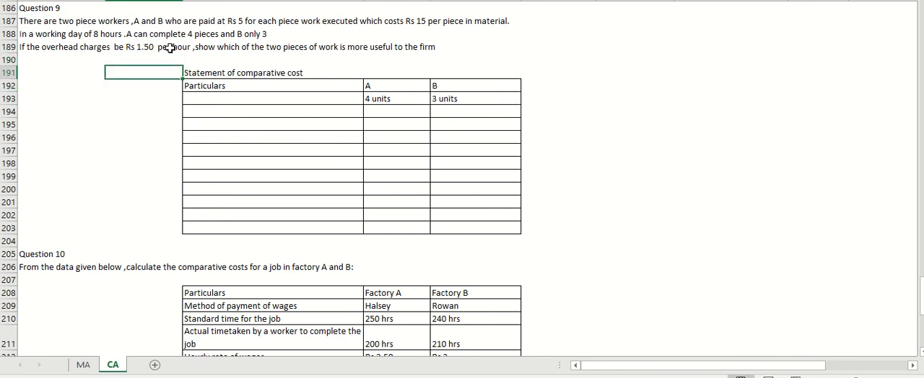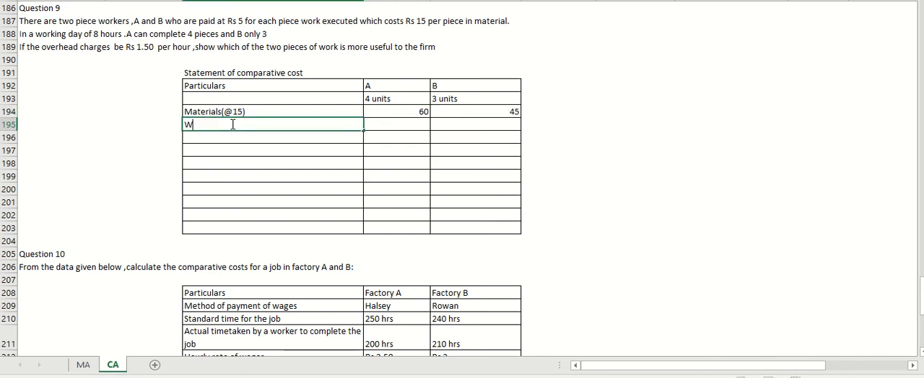If the overhead charges be ₹1.50 per hour, show which of the two pieceworkers is more useful to the firm. So we will prepare a comparative cost sheet and show who is more useful to the organization. So we'll start with the material cost, which is at ₹15 per unit. So 15 into 4 is 60 and 15 into 3 is 45.